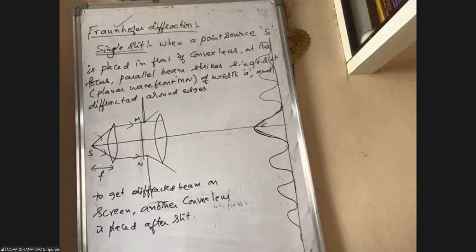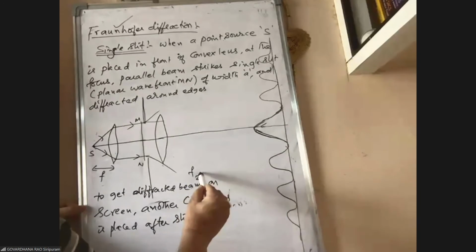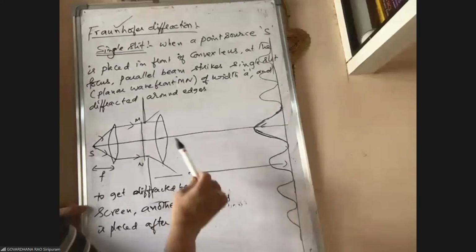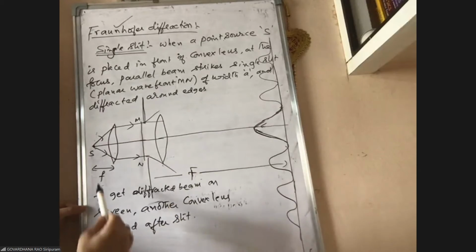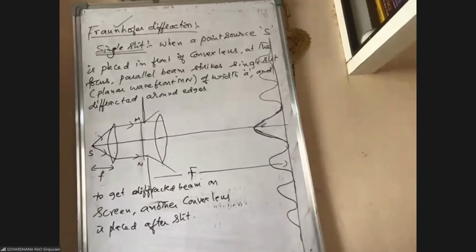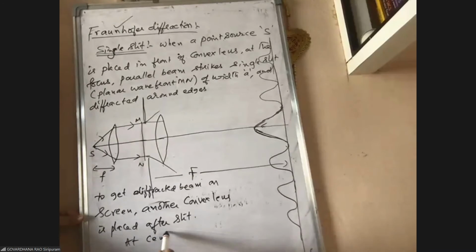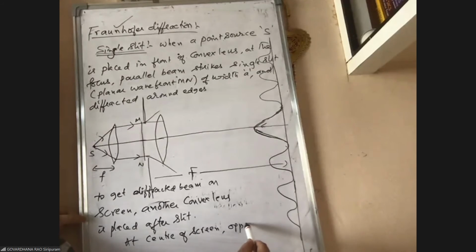So what is the distance between this convex lens and the screen? This is the focal length f2, or focal length capital F. This is small f. So they converge here. Now put a point at the center of the screen, that is opposite to the slit.